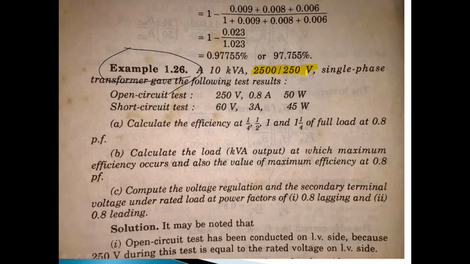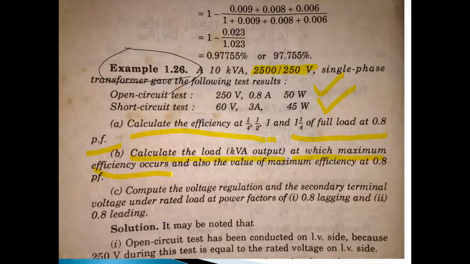Open circuit test values, short circuit test values. Calculate the efficiency at 1/4, half, full and 1.25 of full load at 0.8 power factor. Calculate the load kVA at which maximum efficiency occurs, and also the value of maximum efficiency.